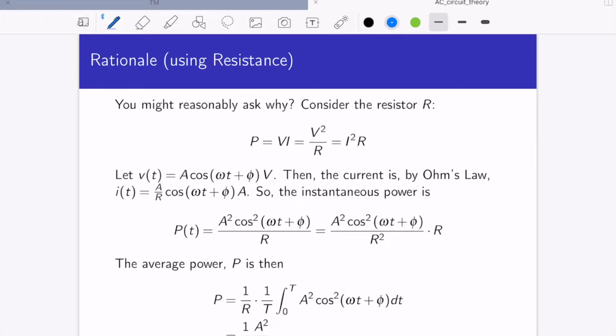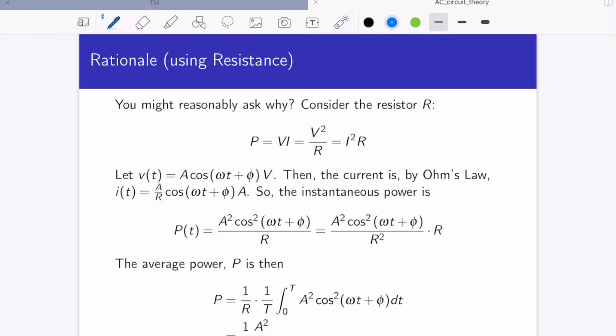Using Ohm's law, we can rewrite that to be power is equal to V squared over R, or also equal to I squared times R. If we consider v of t to be a sinusoid at a frequency omega with amplitude A and phase angle phi, then we can write the current as A over R cosine of omega t plus phi. In other words, we just take the voltage and divide it by the resistance.